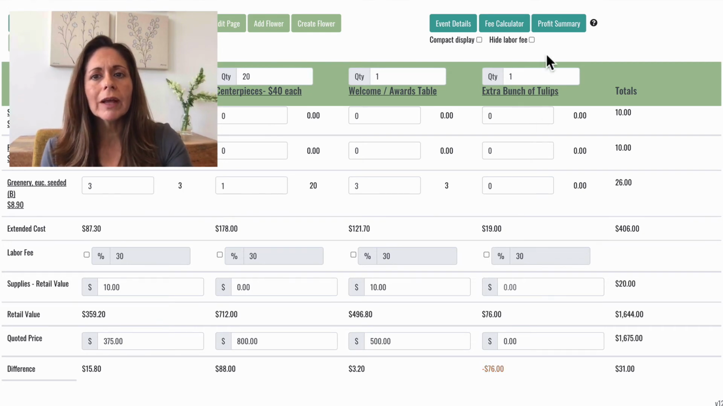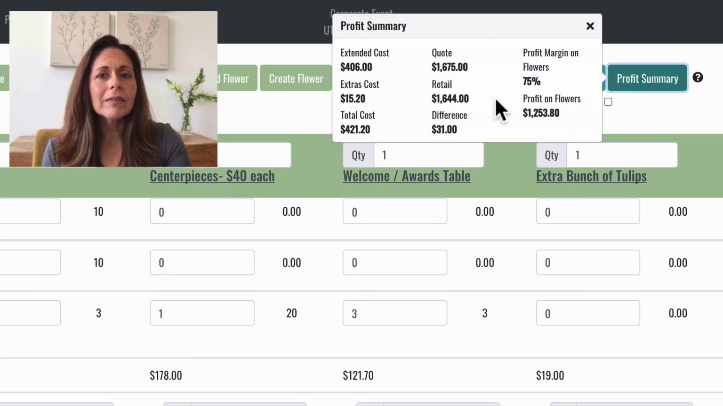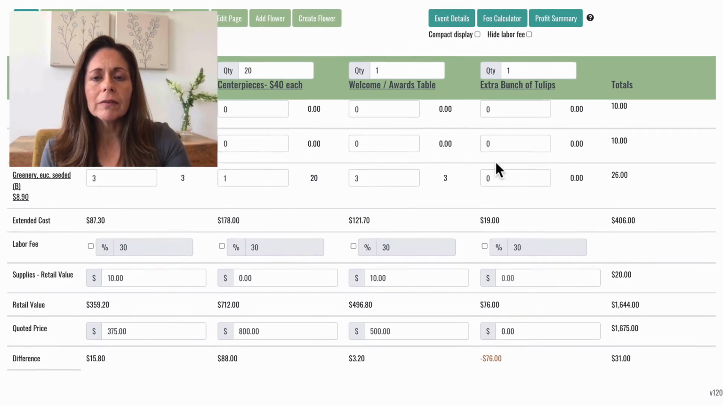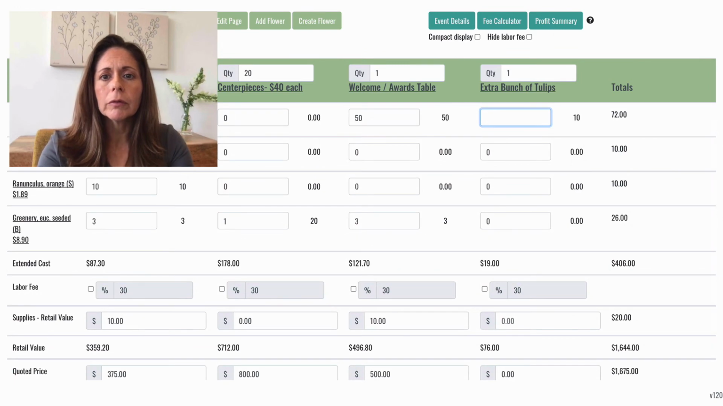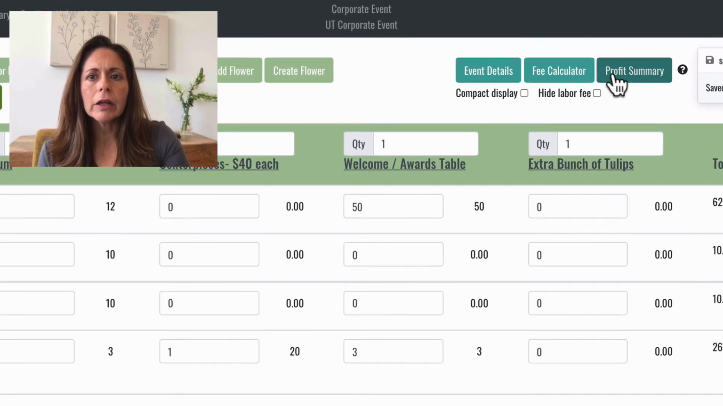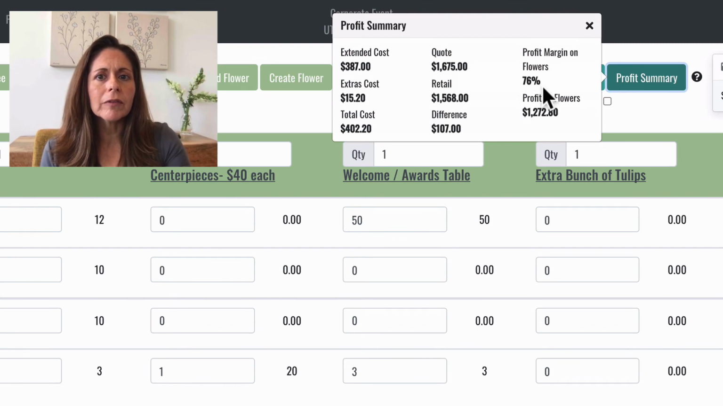So now when we take a look at our profit summary, we're going to see that our profit margin went down by 1%. It was 76% and now it's 75%. So if I take these flowers out and I just take another look at my profit summary, you can see that it was 76%, and my profit on flowers was 1272.80.